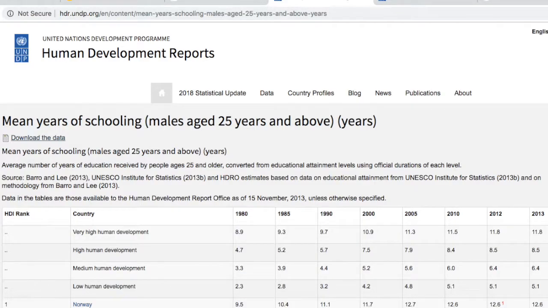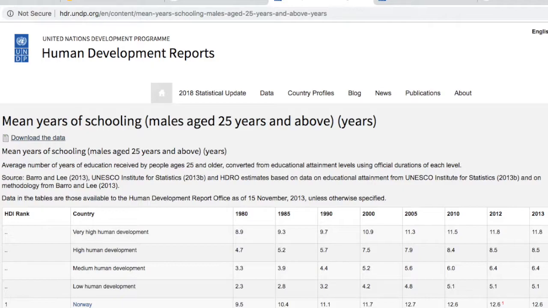As we all know, not all countries develop at the same rate. The United Nations Development Program uses the Human Development Index to assess the development of countries based on mean number of school years attended. The results state countries considered to have very high human development attended an average of 8.9 years of school in the 1980s. This increased each year and was last recorded in 2013, with the average number of years being 11.8.